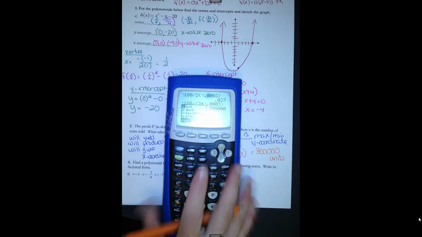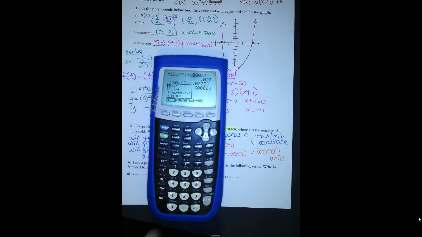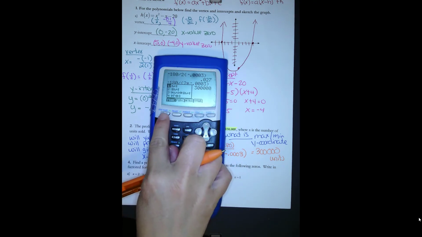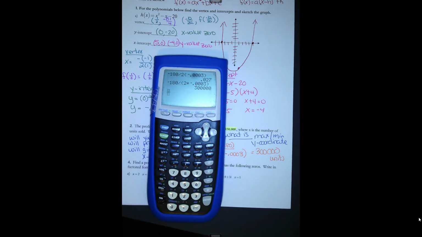Or if we want to just kind of skip all that, remember we can go alpha y equals to get to this, or we could put it in just like that and make our fraction without having to worry about our division.